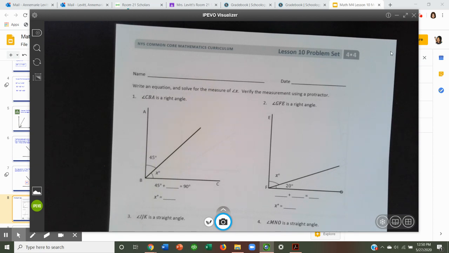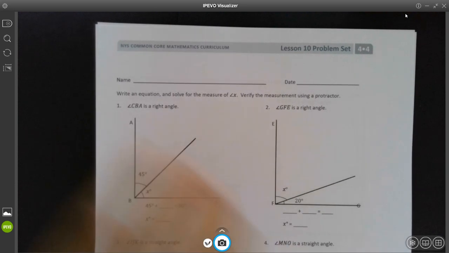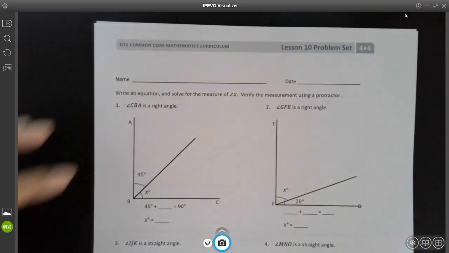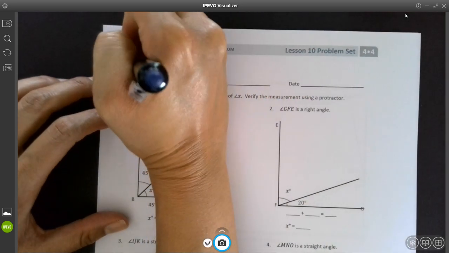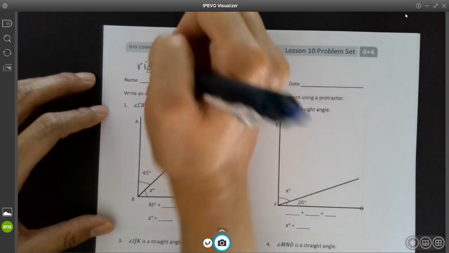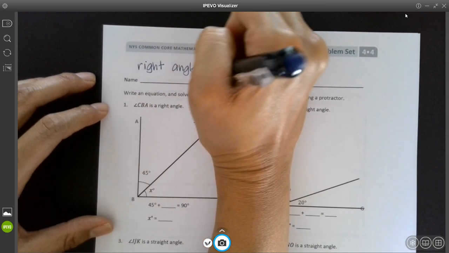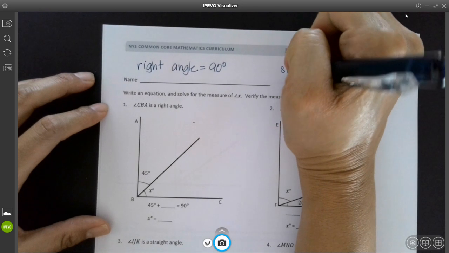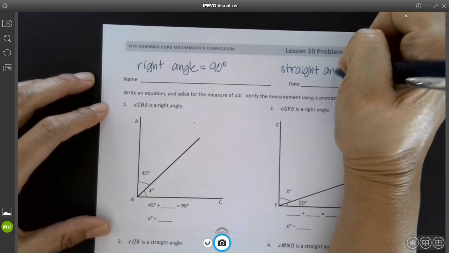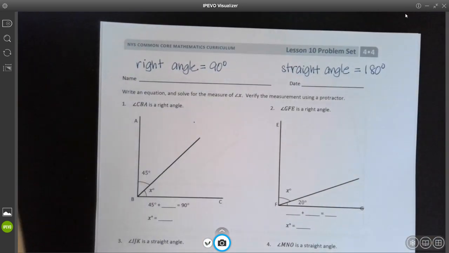All right, the first thing we're going to do is just have a few notes at the top. I just want you to remember right angle and straight angle. So I'm going to color code today. At the top, I'm just going to write right angle equals 90 degrees, and then straight angle equals 180 degrees. This will just be a reminder.